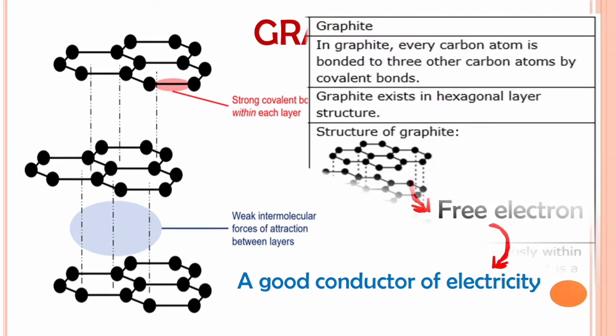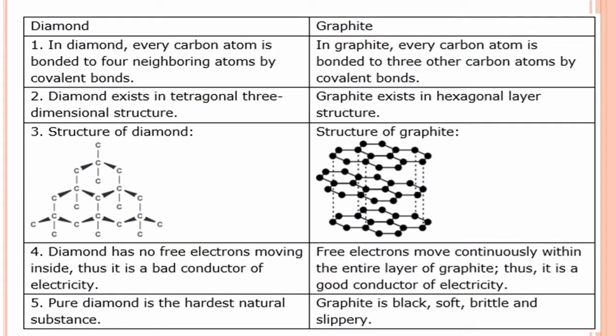Let's have a comparison between diamond and graphite. In diamond, every carbon atom is bonded to 4 neighboring atoms through covalent bonds. In graphite, every carbon atom is bonded to 3 other carbon atoms by covalent bond. Diamond exists in tetragonal 3-dimensional structure, whereas graphite exists in hexagonal layered structure. Due to the absence of free electrons in diamond, it is a poor conductor of electricity, whereas graphite is a good conductor of electricity due to the presence of free electrons. Pure diamond is the hardest natural substance, whereas graphite is soft, it is black, brittle and slippery in nature.